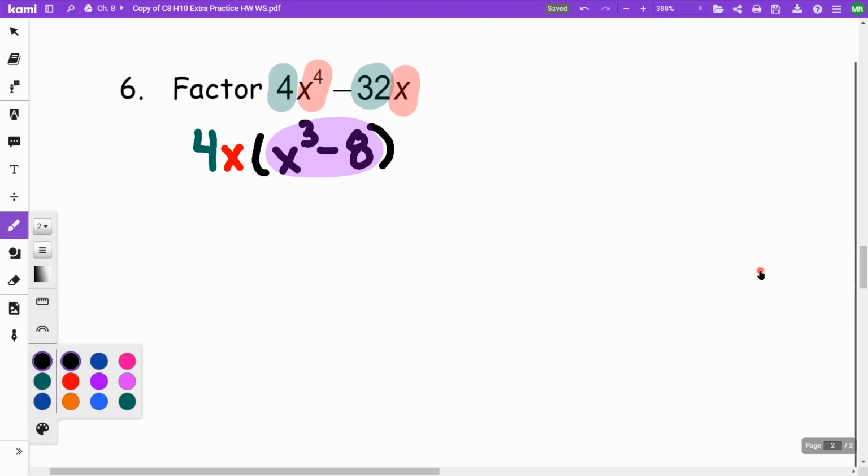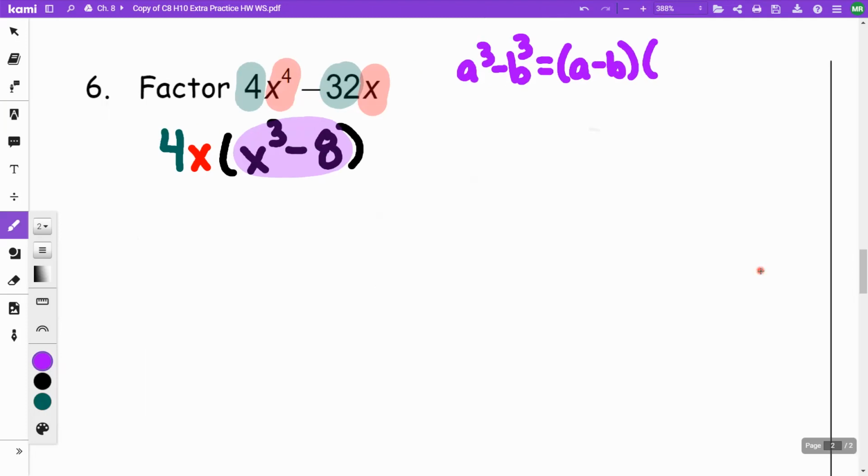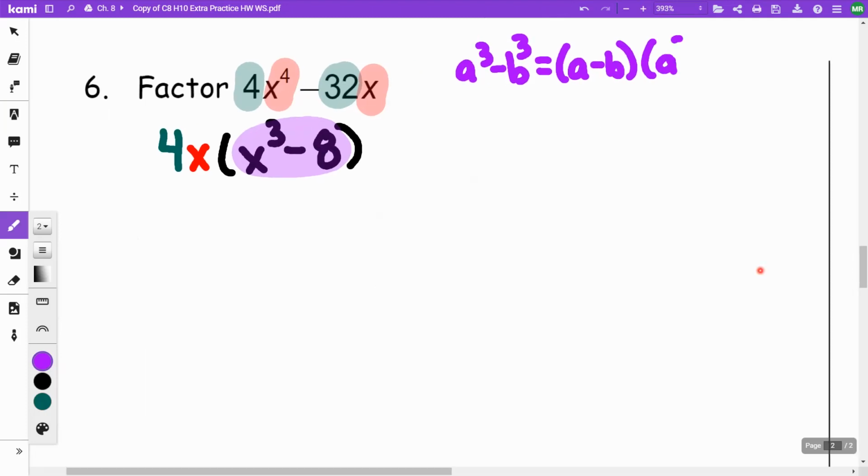Now, let me write the formula for a difference of 2 cubes. A cubed minus b cubed equals a minus b times the trinomial, where I square the first term a, so this term, change the sign, plus, multiply together ab, and I square, so that's a b squared. So that's our formula that I'm going to be using.